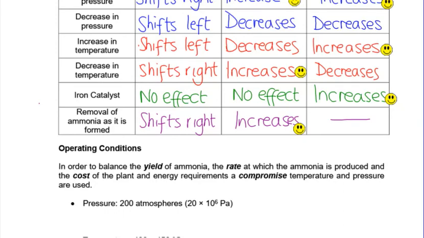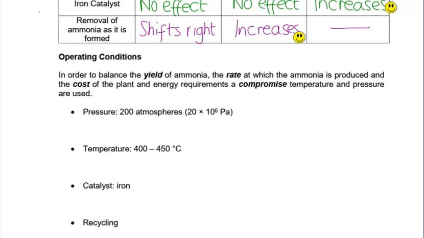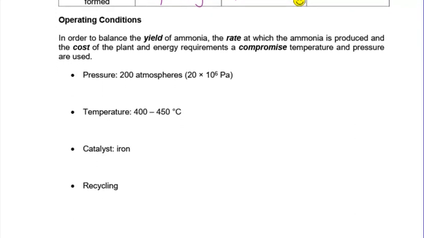So what conditions do they use in the Haber process and why? Now you don't need to know these specific numbers, just to be able to explain why we use them and why they might be considered compromises. So just have a little think about why we choose these amounts. Why not 5,000 atmospheres? Why do we stop at 200? Why 400 degrees C? Why do we add a catalyst? And why might we recycle things in the process? So pause the video and have a think about why we would do those.